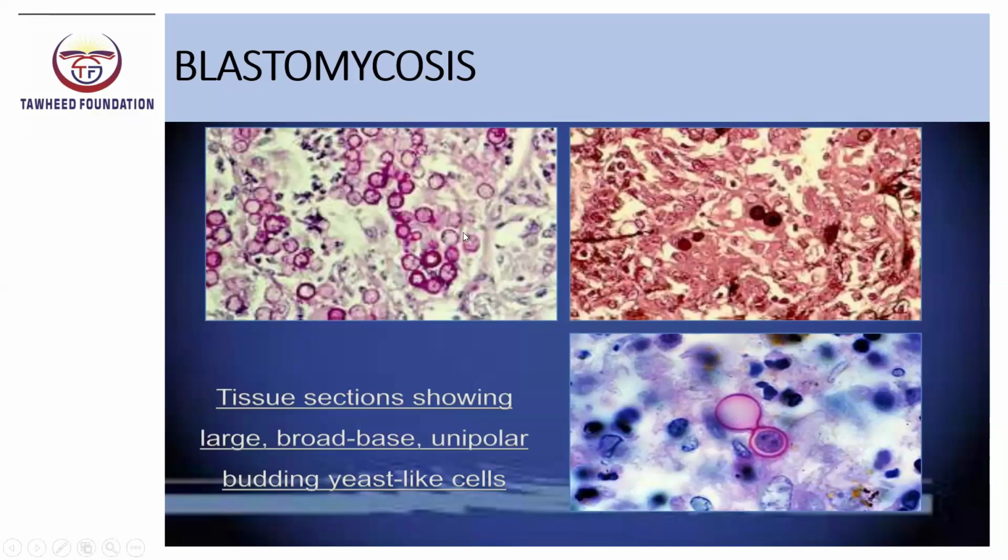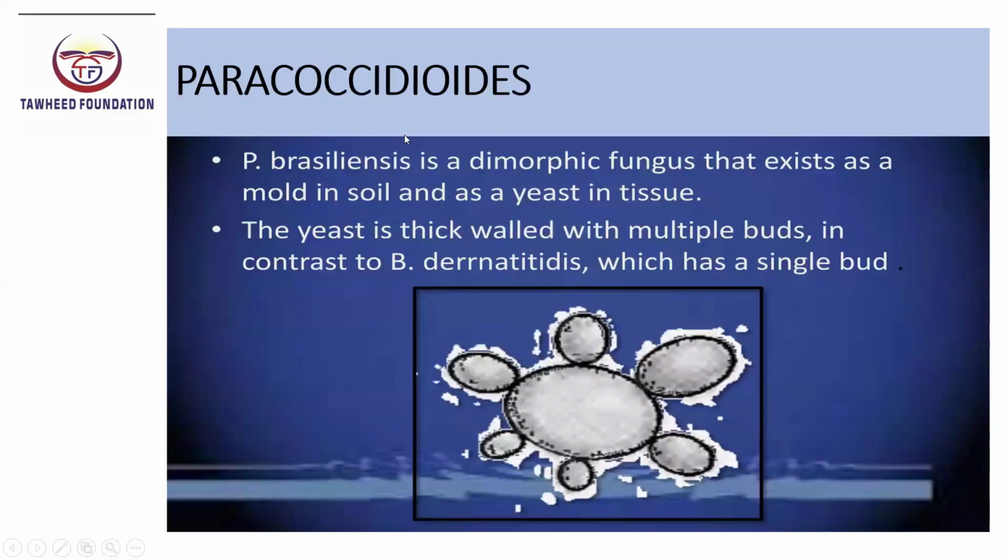Fourth is Paracoccidioides. Paracoccidioides brasiliensis causes paracoccidioidomycosis, also known as South American blastomycosis. It is a dimorphic fungus that exists as a mold in soil and as a yeast in tissue. The yeast is thick-walled with multiple buds, in contrast to B. dermatitidis, which has a single bud.